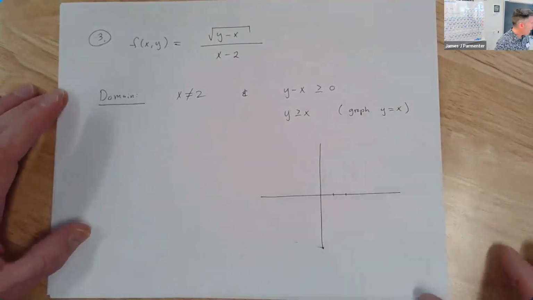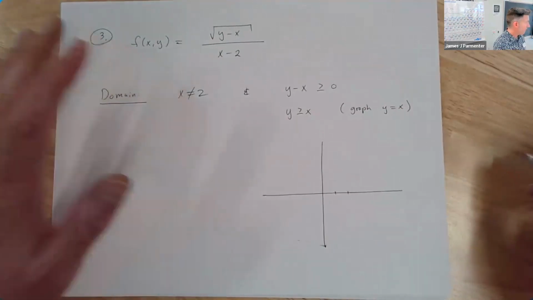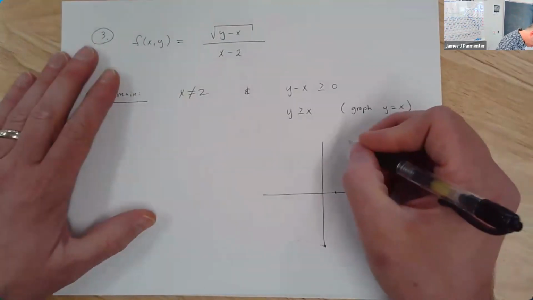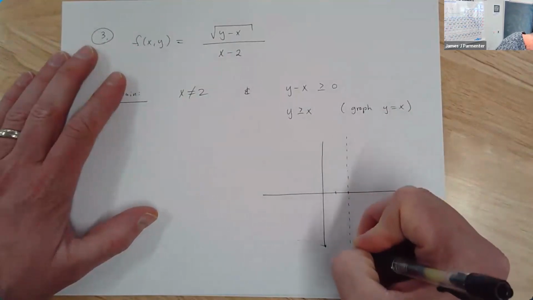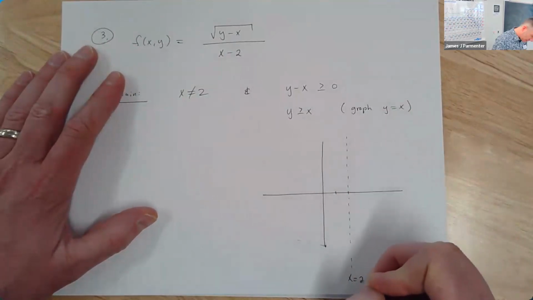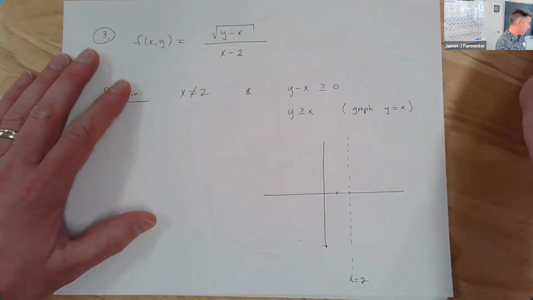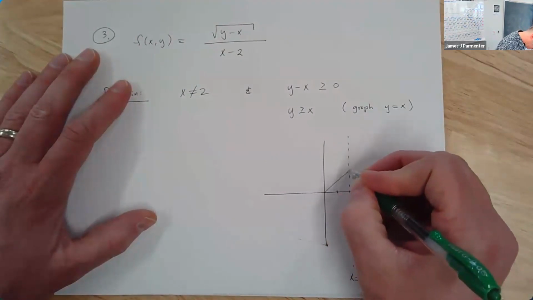Before I do that, I'm going to be sure to exclude the line x equal to 2. So if I don't want to include something, I draw it as a dashed line or curve or whatever. So here we're excluding x equal to 2. And now I'm going to draw y equal to x, but I'm going to draw it solid because I want to include where y equals x, except maybe right there.